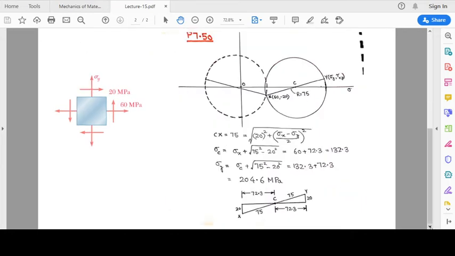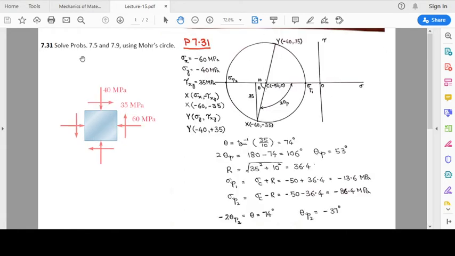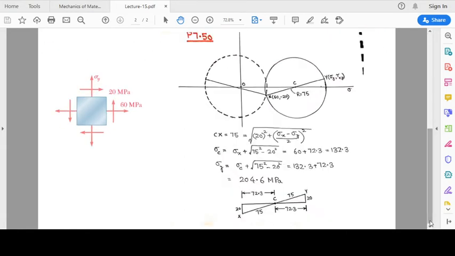Okay, now we look at the second problem. We have also solved this problem, problem 7.50, in which we were to find the largest value of sigma y for which the maximum in-plane shear stress is equal to 75 megapascals. So we are given the maximum in-plane shearing stress, which is the radius of the Mohr circle. So the radius is given to us.